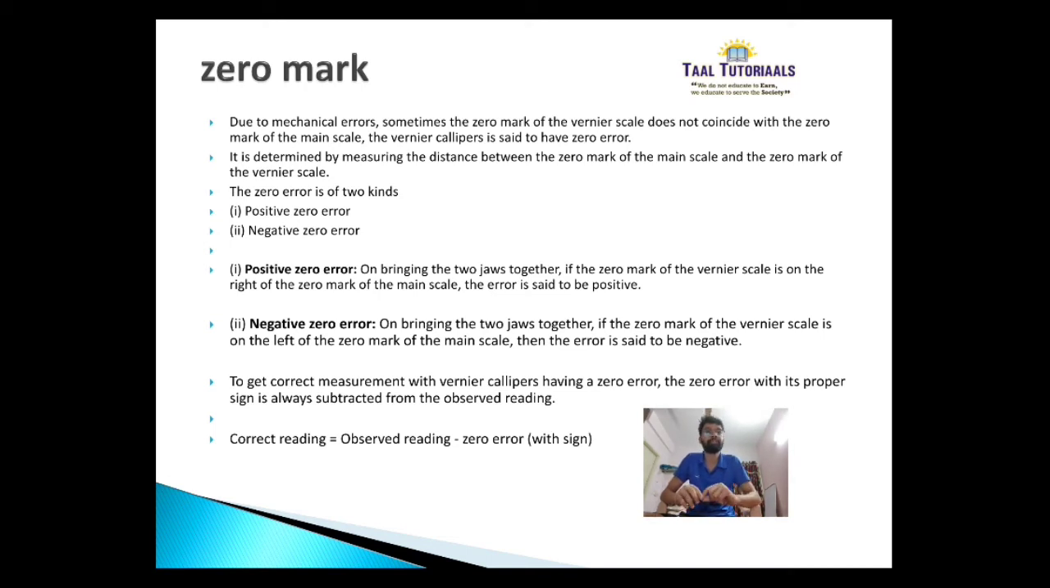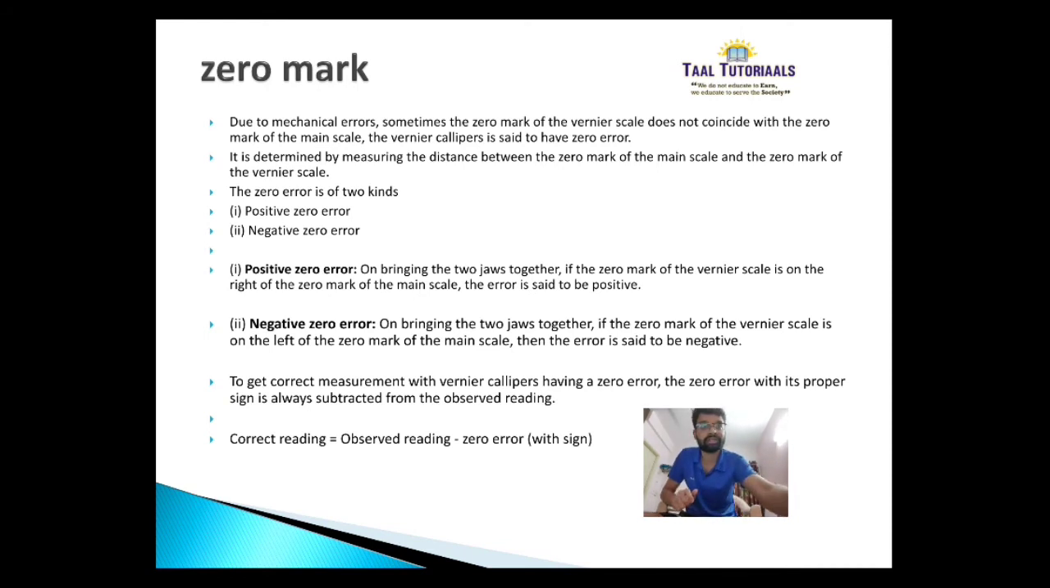To get the correct measurement with a vernier caliper, the zero error, with its proper sign, is always subtracted from the observed reading. As I have shown in the formula, correct reading is equal to whatever reading we have minus the zero error with its sign, negative or positive. All this will become clearer when we do numericals in the next PPT.